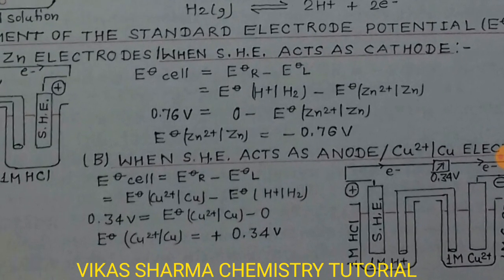Second, when SHE acts as anode with the Cu2+ and Cu electrode, we follow the formula E° cell is equal to E° R minus E° L. In this case, it is the reduction potential of copper, E° Cu2+/Cu, minus E° H+/H2. So E° cell is 0.34 volt, E° Cu2+/Cu we want to calculate minus 0. After the calculation, the value is 0.34 volt. It means in this case SHE acts as anode. With the help of this we can calculate the reduction potential values of different types of ions, and we make the electrochemical series.